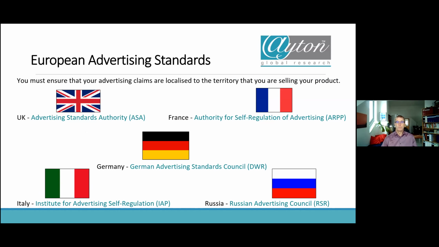So in the UK, you've got the ASA. In France, you've got the ARPP. In Germany, you've got the DWR. In Italy, you've got the IAP. And in Russia, you have the RSR.